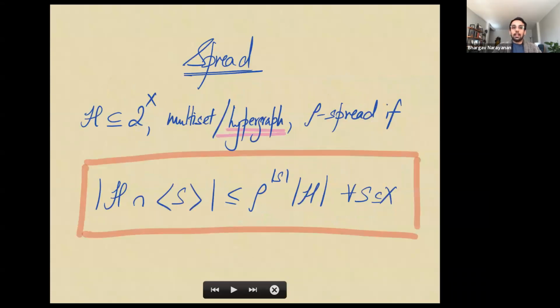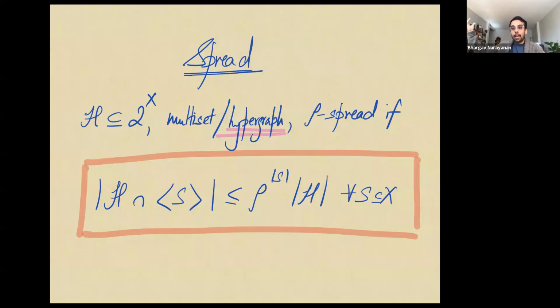So we say that a hypergraph, strictly speaking, will allow multiple edges, so it's just a multi-set inside 2 to the x. And we'll say that this is rho spread if the fraction of H inside any upset over some S is at most rho to the |S| times the size of H. So in some sense, H is well distributed inside 2 to the x.